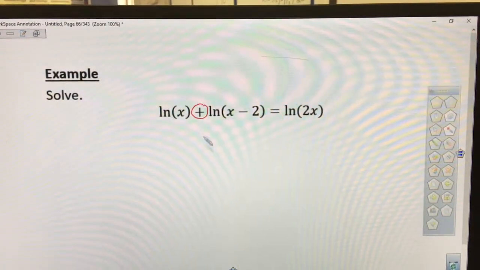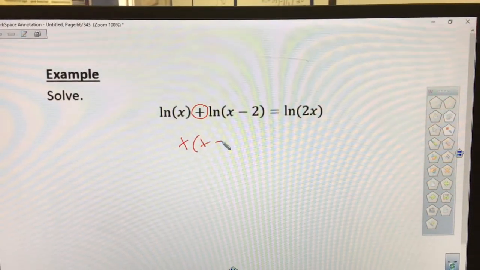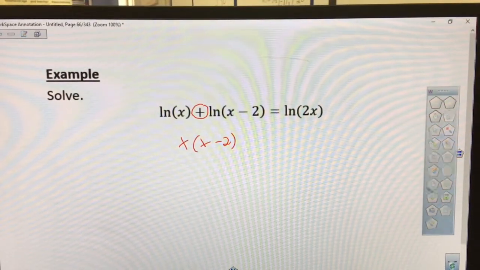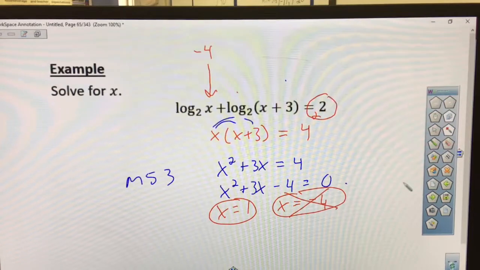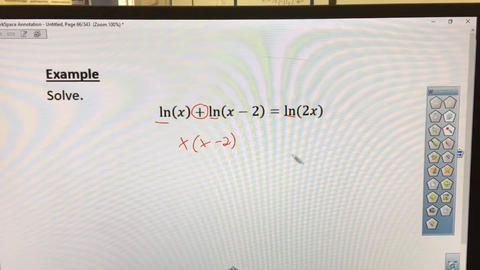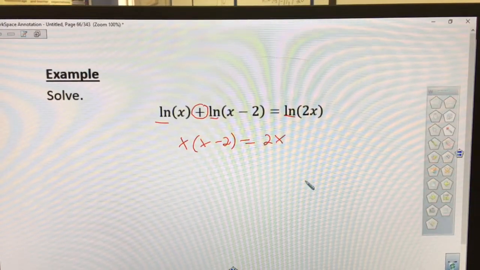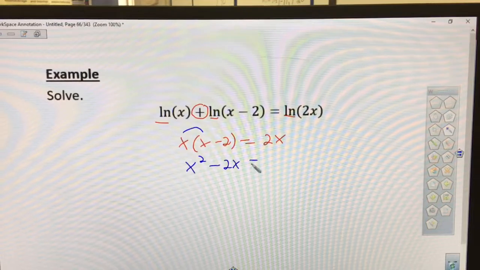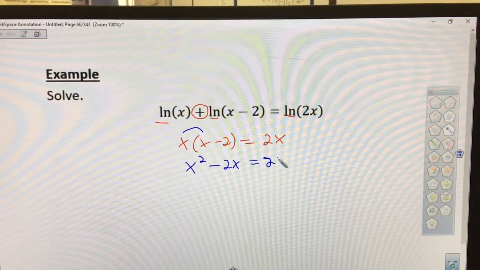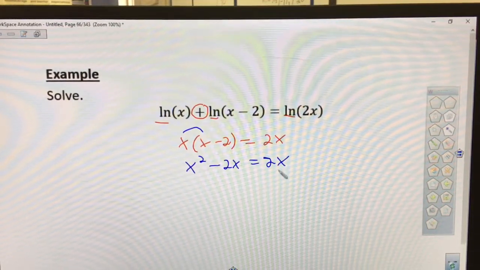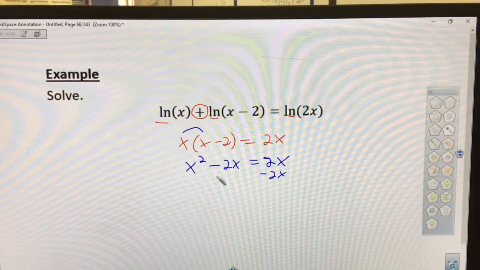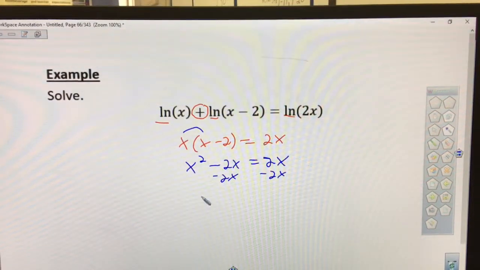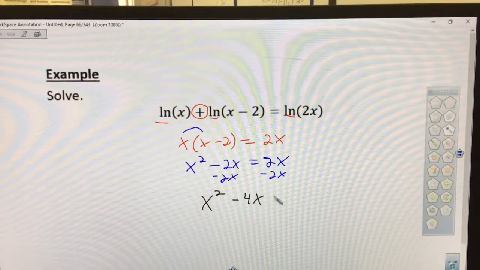See the plus sign? That means x times x minus 2. Now notice over here, I don't have just a number. The last equation, I just had a number there. You see that? But because I have an ln, all the ln's cancel out. So that's my equation. X times x minus 2 equals 2x. Distribute it, so that's going to give me x squared minus 2x equals 2x. I'm going to subtract 2x from both sides. That's going to give me x squared minus 4x equals 0.